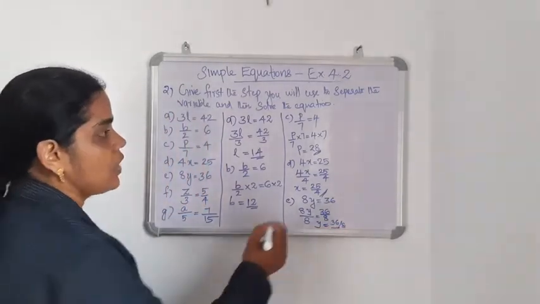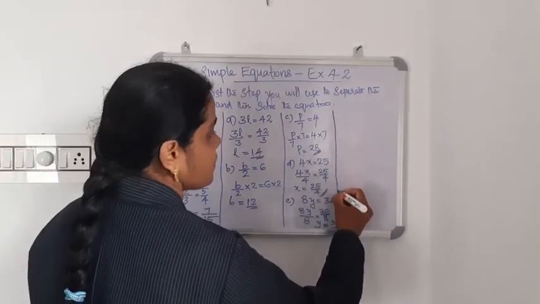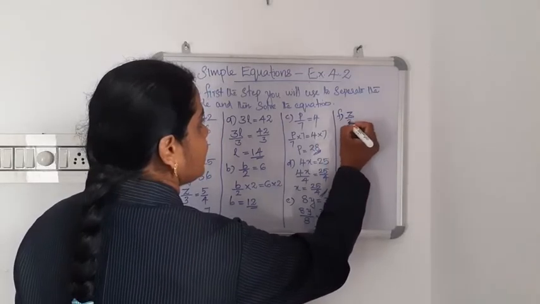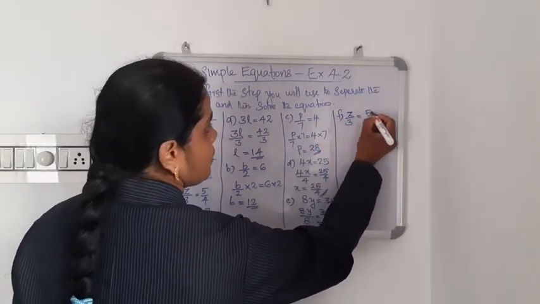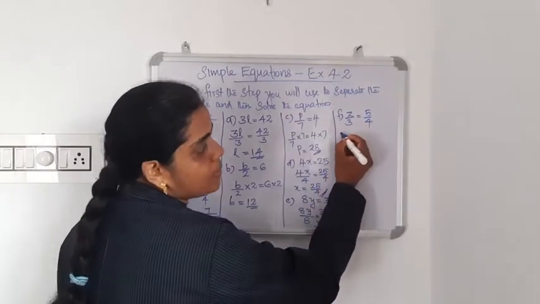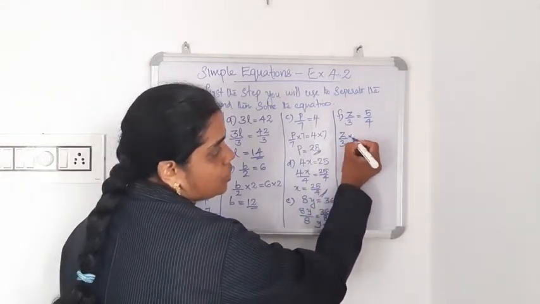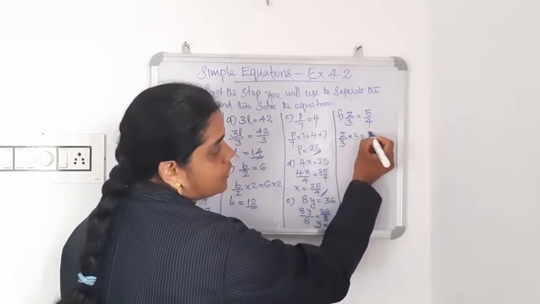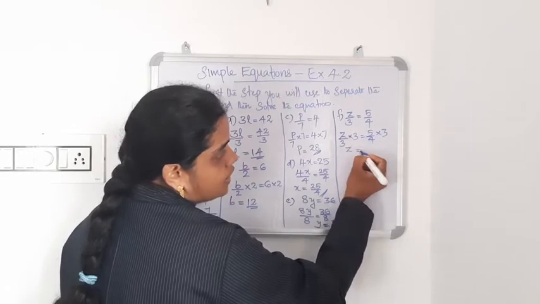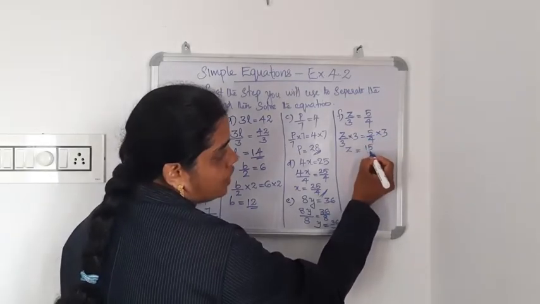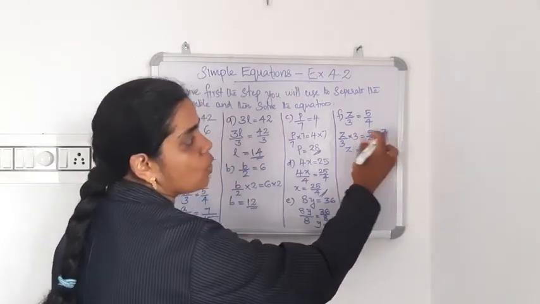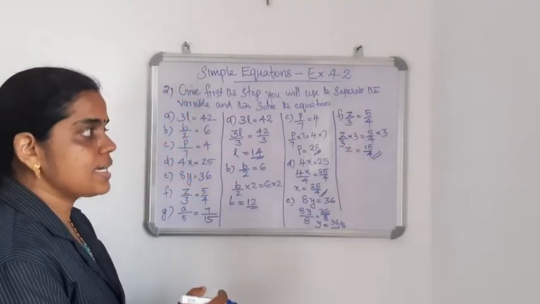Okay. Then F question, z by 3 equal to 5 by 4. Here it is division by 3. So in the next step we can multiply by 3. z by 3 into 3 equal to 5 by 4 into 3. So here it is z, 5 3s are 15 divided by 4. Already you studied how to multiply a whole number with a fraction in the second chapter.